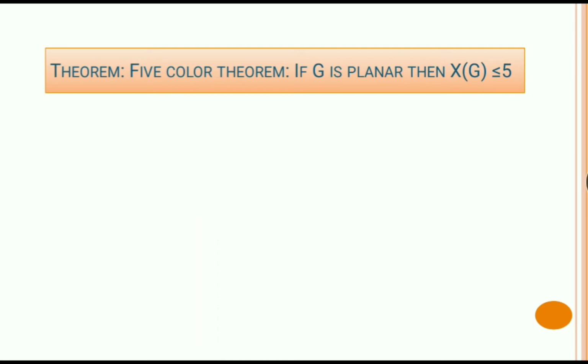Next, we have a very important theorem, which is the 5 color theorem. It says that if G is planar, then the chromatic number of G is less than or equal to 5. If we have a planar graph, then that planar graph can be colored with 5 colors or less than 5 colors. Okay. So to prove this theorem, we'll do a lemma first.